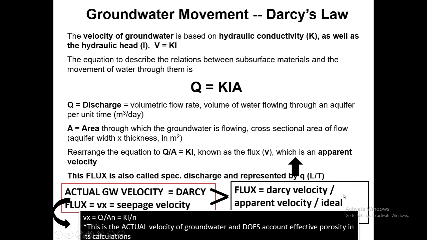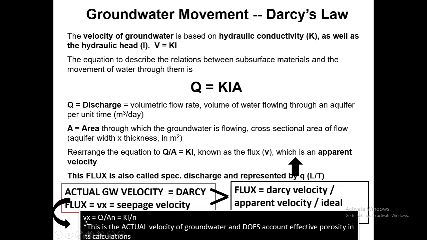It is because now the area has been reduced. How has this area been reduced? Because now we are not covering the whole cross-sectional area, but we are only including that area which is multiplied by porosity, A times N. And now what is this N? It is actually representing the porosity.